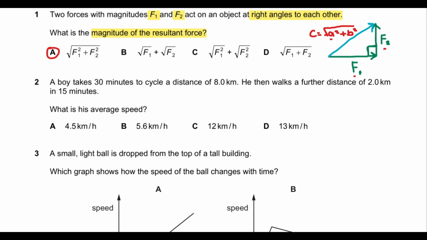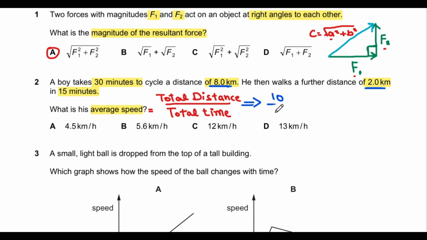Question number 2 says, a boy takes 30 minutes to cycle a distance of 8 km and then a further distance of 2 km in 15 minutes. What is the average speed? To calculate average speed, the formula is total distance over total time. The total distance is 2 km and 8 km, that means it is 10.